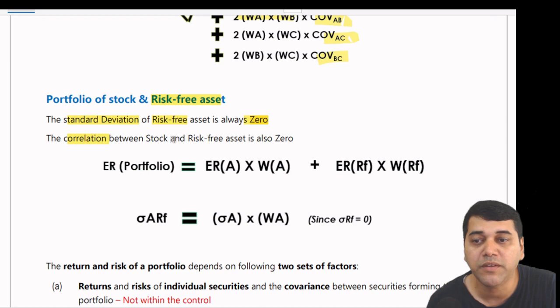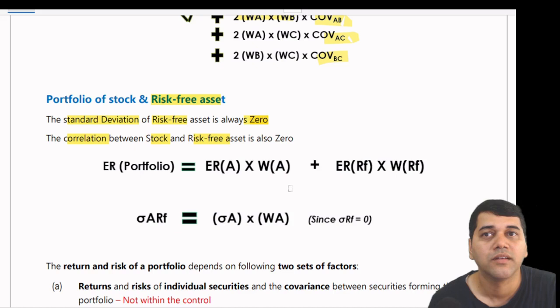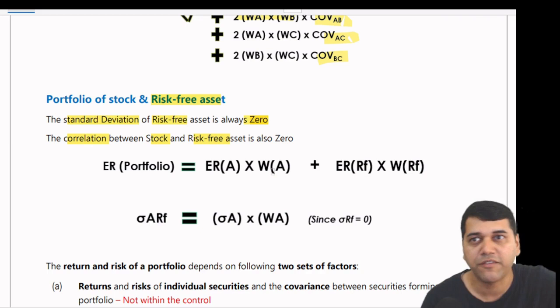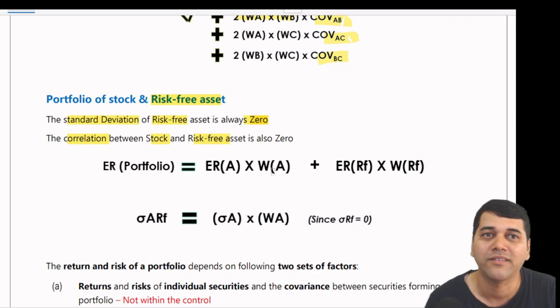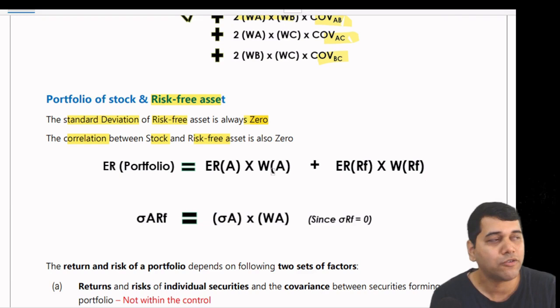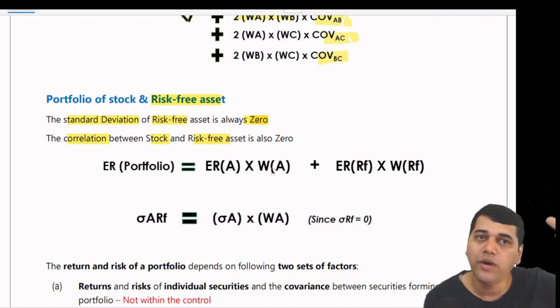What is the correlation between stock and risk-free asset? 0. See, if the stock market falls, will the price of the bond also fall? No. A bond has to give you its intrinsic value. If the stock market increases, does the bond price also increase? No. A bond is something which is going to give you fixed money. It has no correlation with the stock market. Let the stock market go to hell, let it go to the top, you are going to get what the contract says.